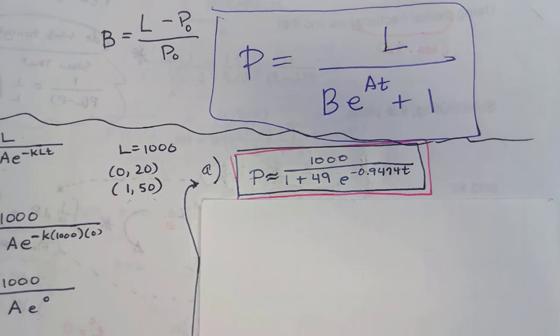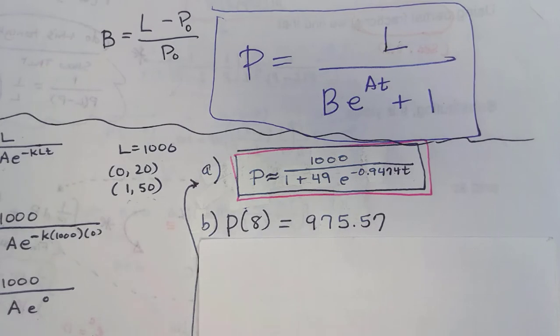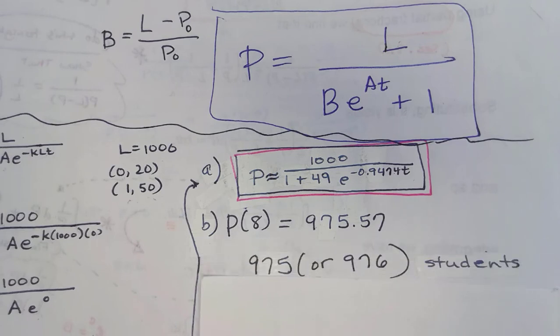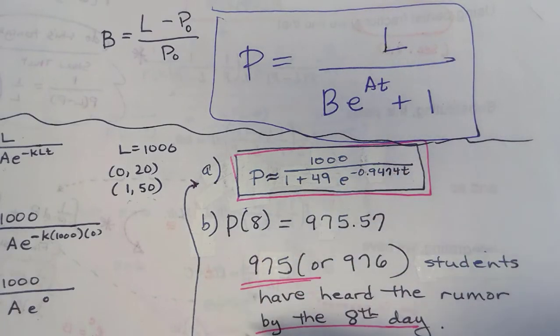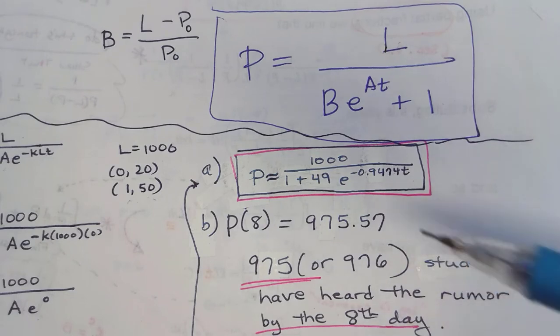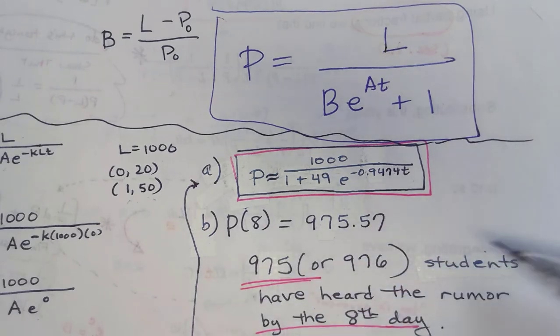B, how many students have heard it by day 8? All I've got to do is substitute 8 into that and use my stored value. And we want to answer this correctly. We don't have 0.57 of a person. So we would say 975 students or 976 students have heard the rumor by the 8th day. This is how you would answer it on a free response. You don't stop with this. You state the whole thing.